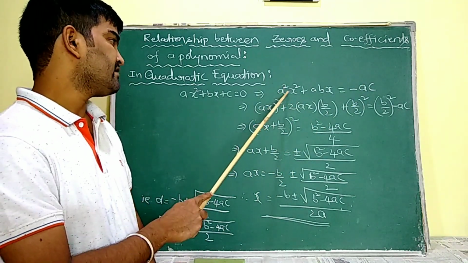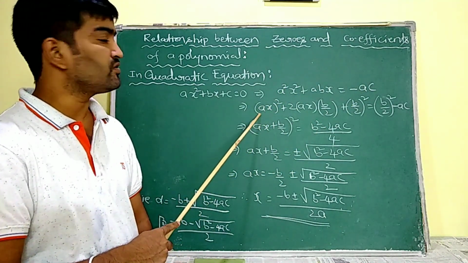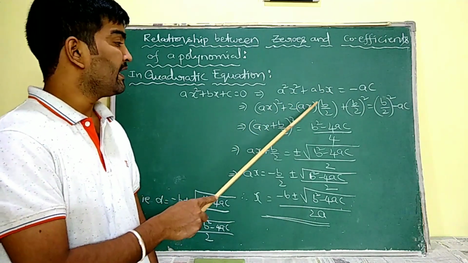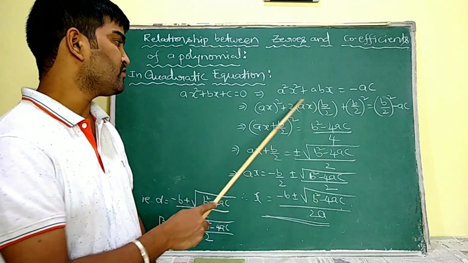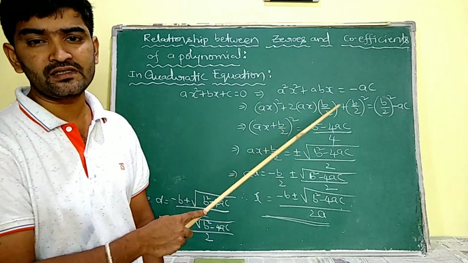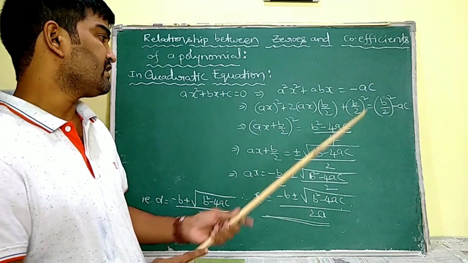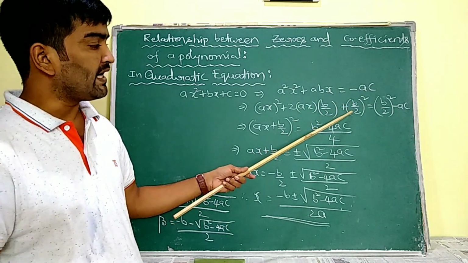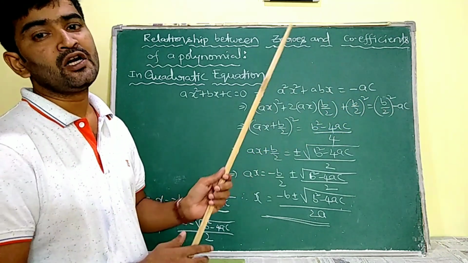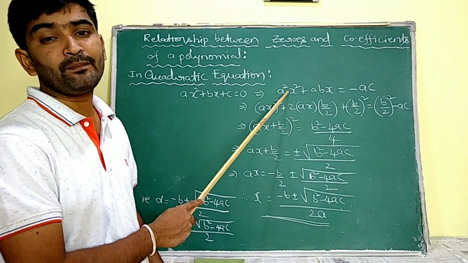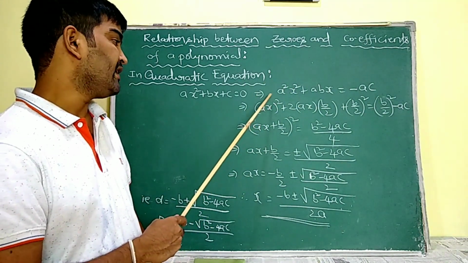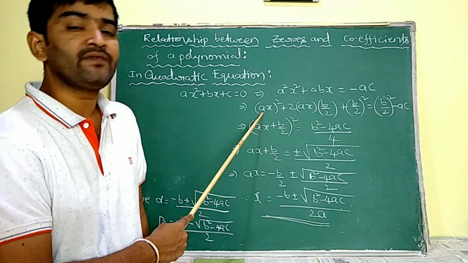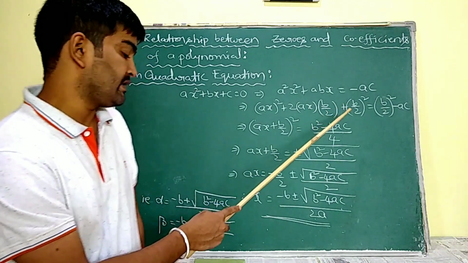Now a square x square is expressed as ax whole square, and this abx is expressed as 2 into ax into b by 2. Here these 2 and 2 are cancelled and only abx is the value. Now in the place of b we have b by 2. That means I am going to add this b by 2 whole square on both sides to make this a complete square. Then it is in the form of a square plus 2ab plus b square.